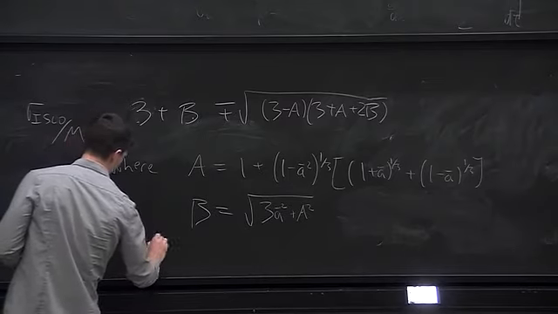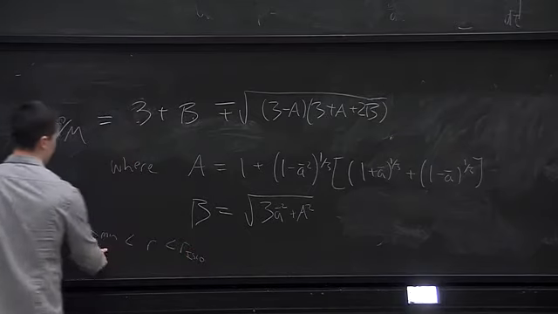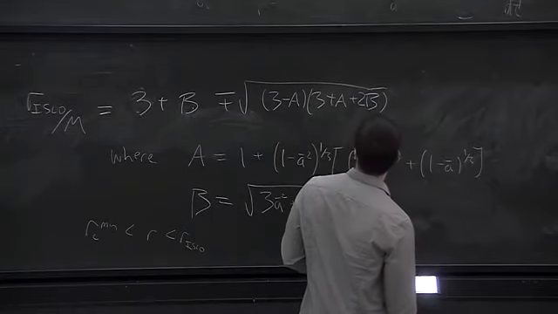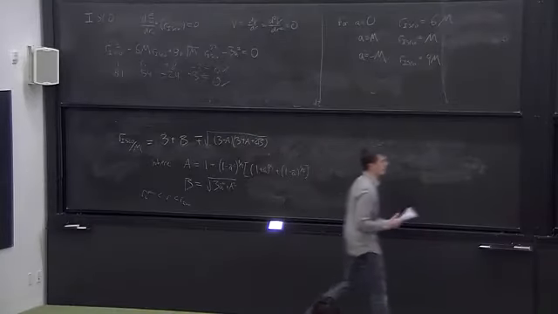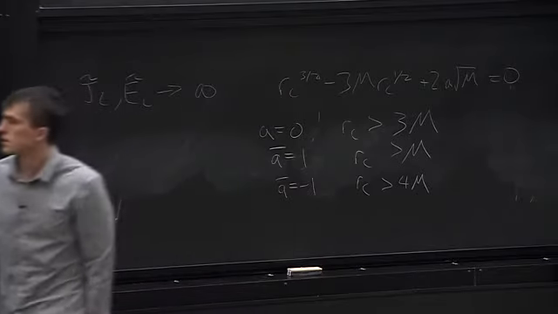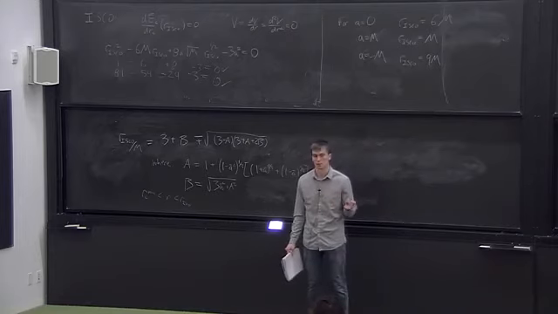And then in between the ISCO and this value of R min, which comes from the solution of this equation, we have still circular orbits, but they're unstable.